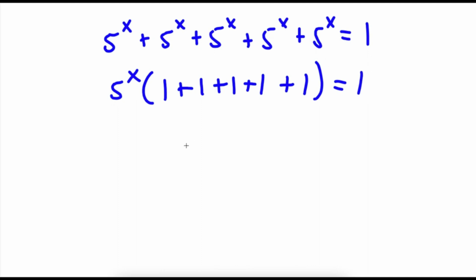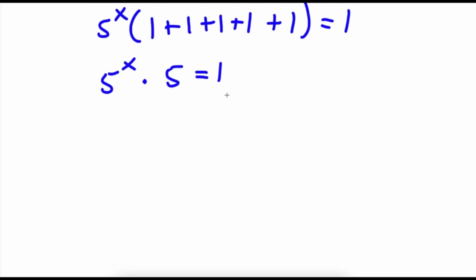Now, I'm going to simplify what's in the parentheses. 1 plus 1 is 2, 2 plus 1 is 3, 3 plus 1 is 4, and 4 plus 1 is 5. So I have 5 to the power of x times 5 is equal to 1. Now, 5 is the same thing as 5 to the power of 1. So I have 5 to the power of x times 5 to the power of 1 is equal to 1.